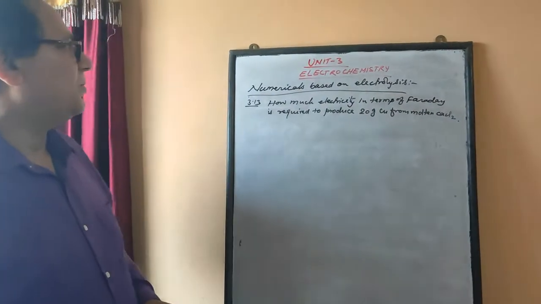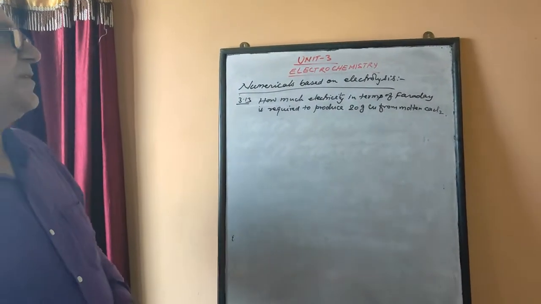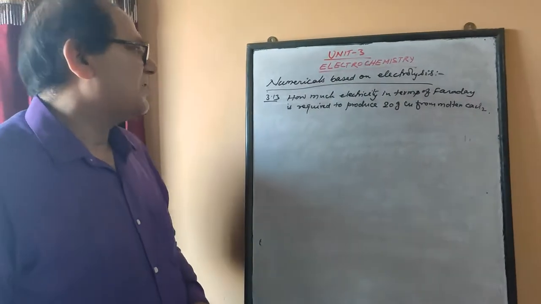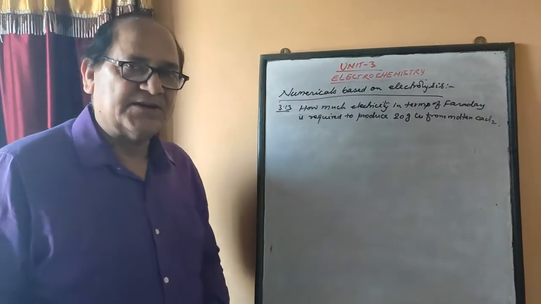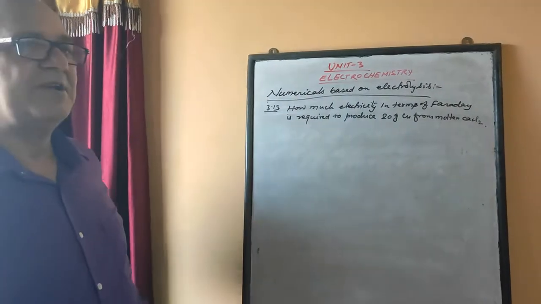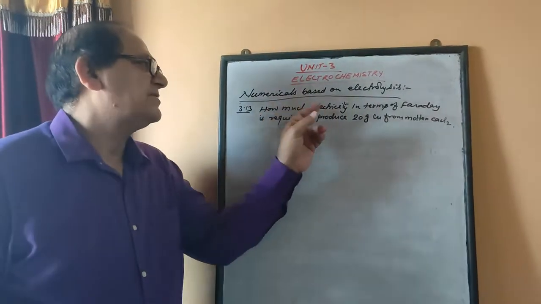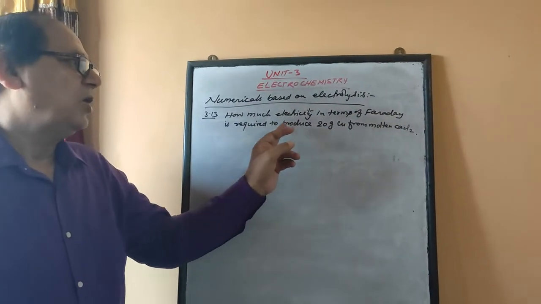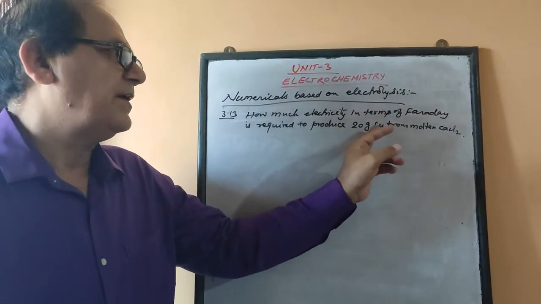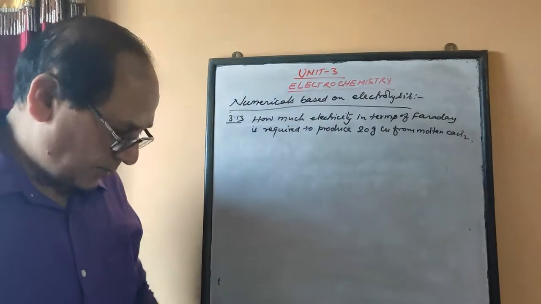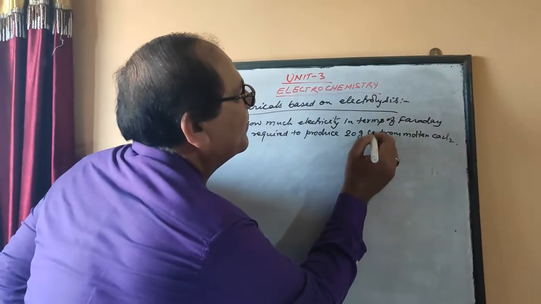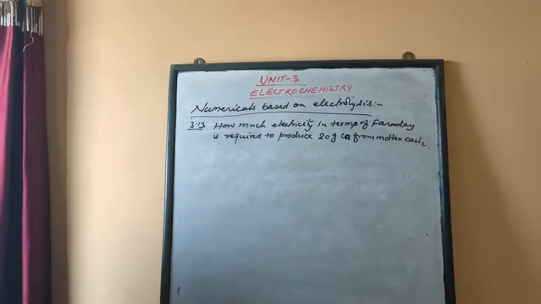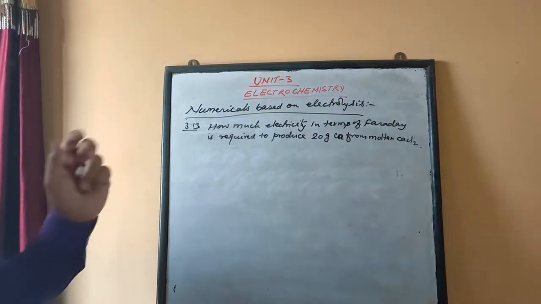Today we are going to explain numericals based on electrolysis. Question number 3.13 of your exercise. Please read the question carefully. How much electricity in terms of Faraday is required to produce 20 gram calcium from CaCl2? This is the question.